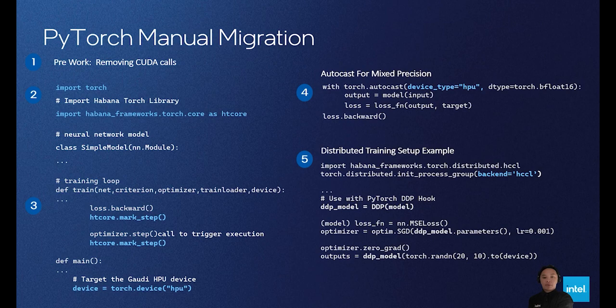Here is an example of a manual migration of a PyTorch model. There are 5 steps to migrate a model. The first step is to remove any CUDA calls. The second step is to import the Habana Torch libraries. The third step is to add htcore mark_step, which will trigger a graph compilation to handle large models. The fourth step is to move the models, tensors, and ops to run on HPU by setting the torch.device to HPU. The fifth step is for distributed training to use a Synapse AI communication library, HCCL.